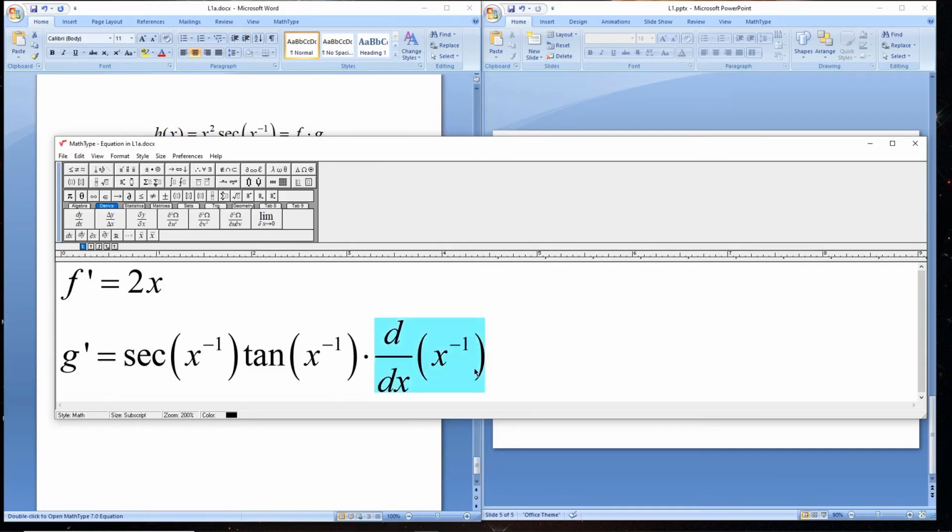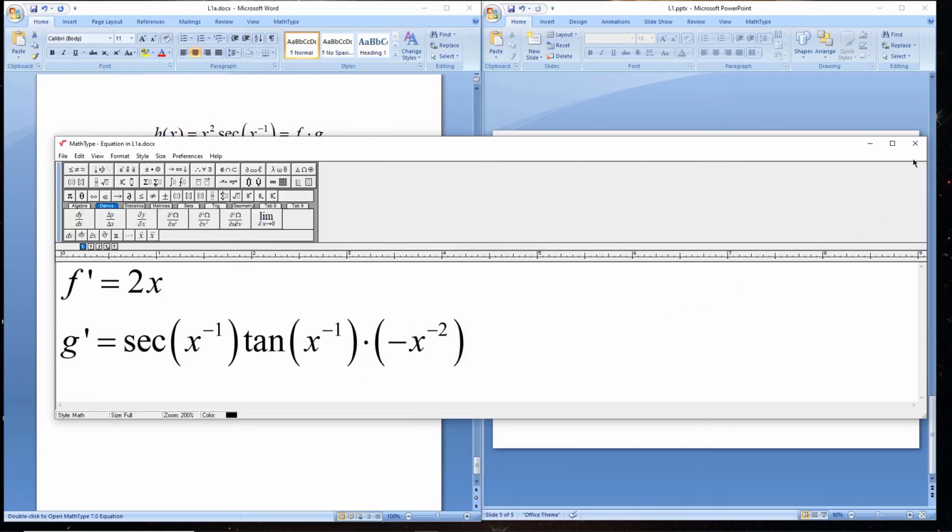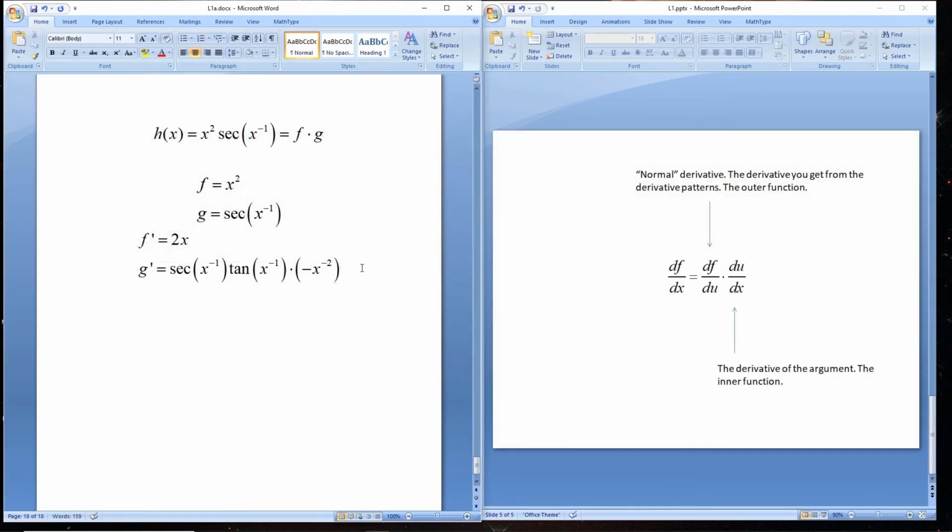And let's do then this derivative. What is the derivative of x to the minus 1? Well, the minus drops down, and we subtract 1 from the exponent. So the derivative of x to the minus 1 is minus x to the minus 2. I'm going to put that in some parentheses there so I can drag it over here. And that is our derivative for g.